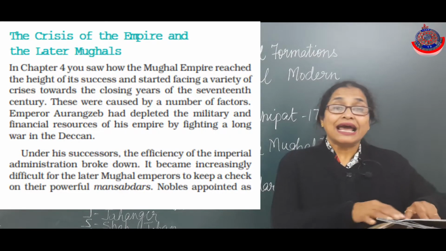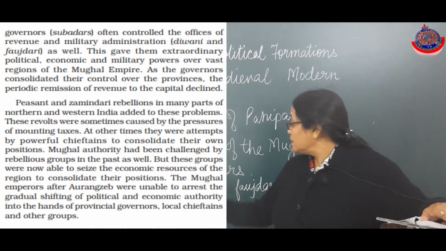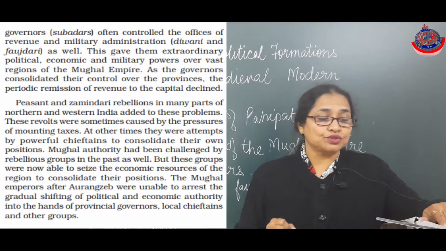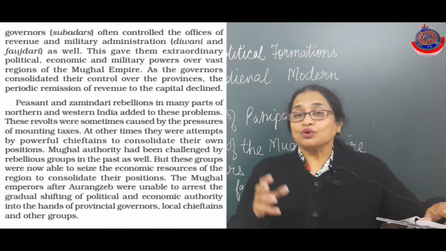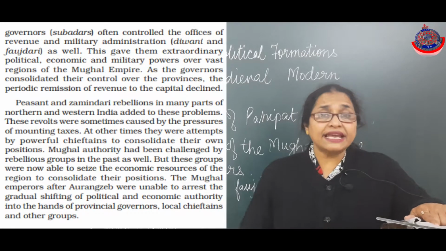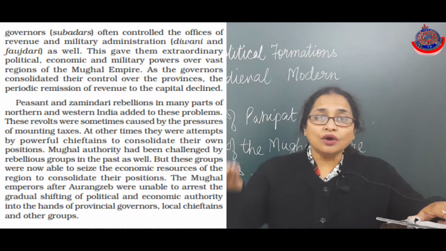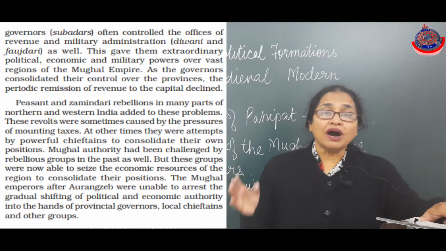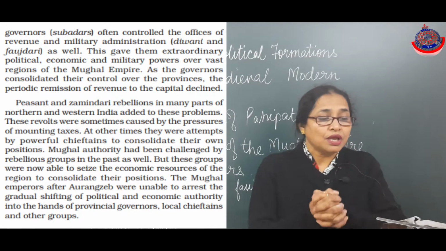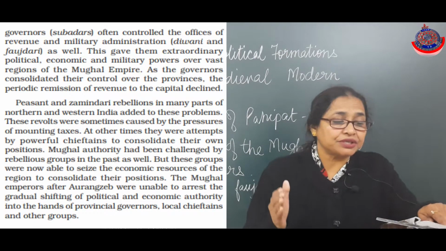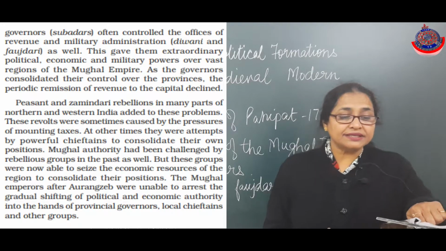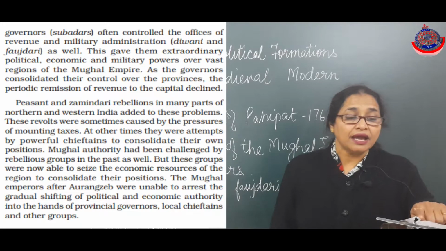The nobles appointed as governors, or subadars, often controlled the offices of revenue and military also, Diwani and Faujdar also. So automatically all the finance was in the hands of these Mansabdars. This gave them extraordinary political, economic, and military powers over vast regions of the Mughal Empire. As the governors consolidated their control over the provinces, the periodic remission of revenue to the capital came down. Peasant and zamindar rebellions in many parts of northern and western India added to these problems.